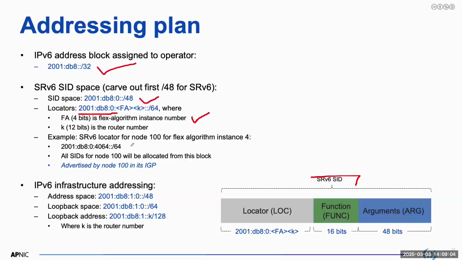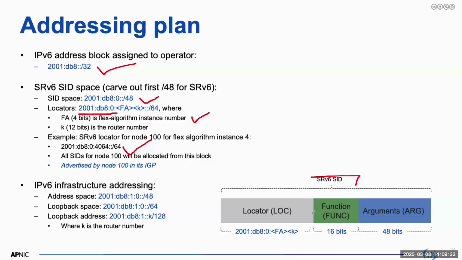So in this example, we have a /32 assigned from the regional internet registry. Out of that /32, we have taken a /48, and out of that /48, we have assigned a /64 for one router. That means all the different functions or behaviors we need to implement on this node will use this /64 address.